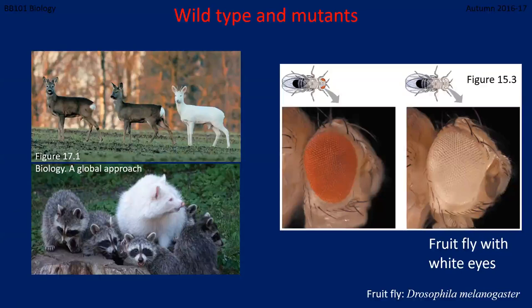When traits are not evident, you can say the mutation is silent. When the trait is visible, then the mutation is no longer silent. In this case, this is the color of a normal fruit fly, which is red. In the case of the mutant, you might have seen some fruit flies which have white eyes. The white eye is a mutation, and it is not seen very commonly. So there is some variation, and in this case the red-eyed fruit fly is called the wild type, and the white-eyed fruit fly is called the mutant.